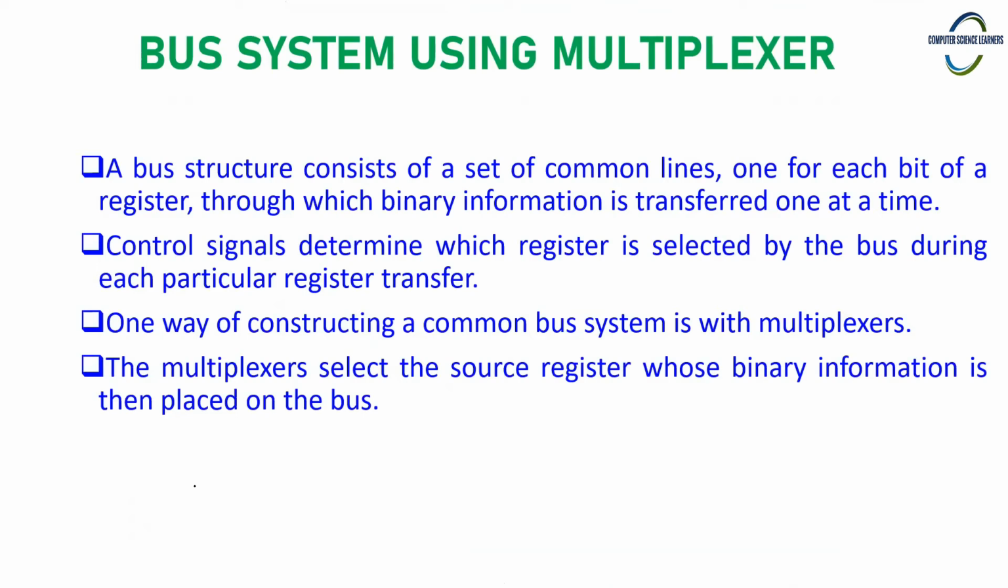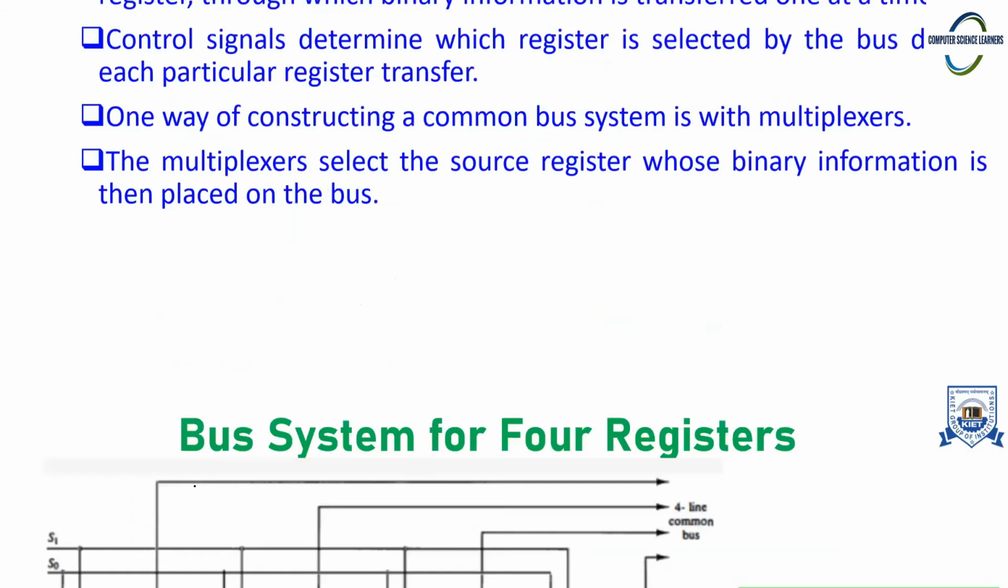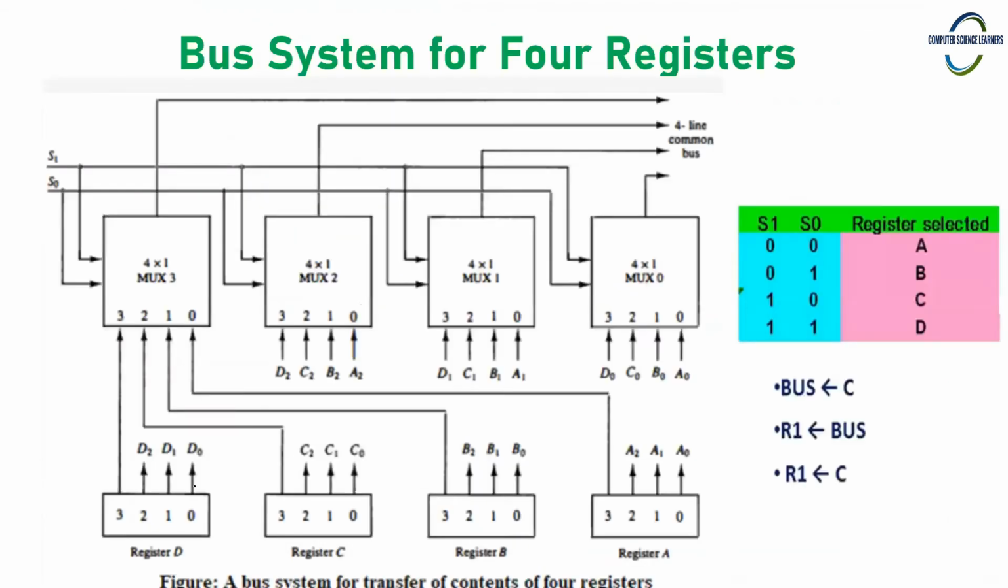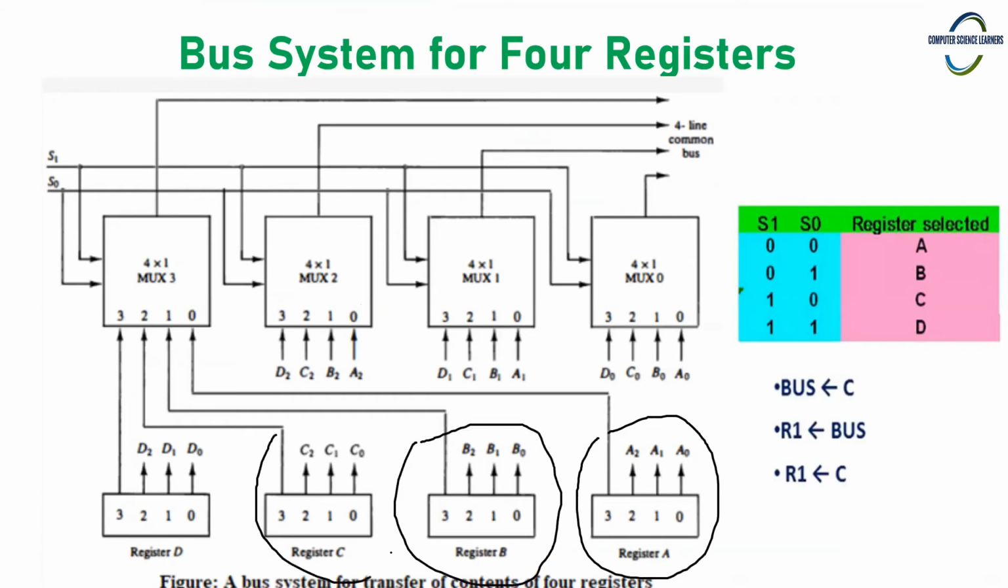I have already told you there are two ways: one is multiplexer and the other one is tri-state buffer. This is the example of a common bus having four registers, and the size of each register is 4 bits. You can see here we have register A, register B, register C and register D, and every register has 4 bits.